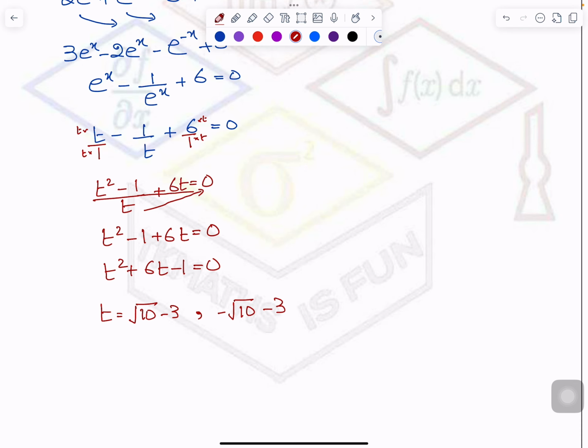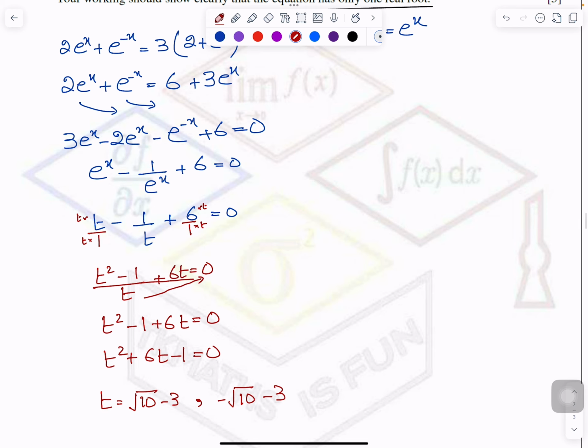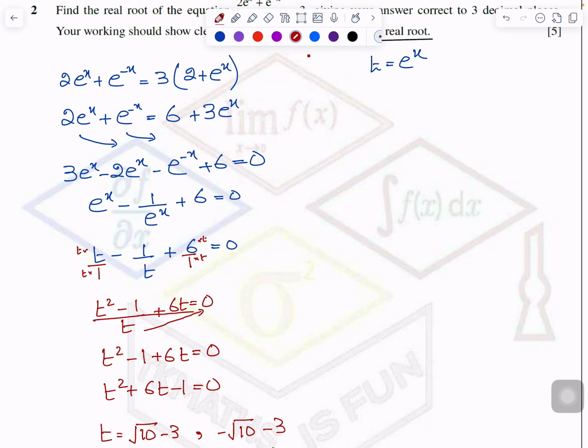Now, which value will we take? If you are getting it, you will understand that this negative value we will not take. I explained the reason in the previous video and I'll explain it again here. So e^x equals t, and I'm taking this value of t first, root 10 minus 3. I have to find the value of x, so I will take ln on both sides so that I can apply the power law and x can come down. Agreed?